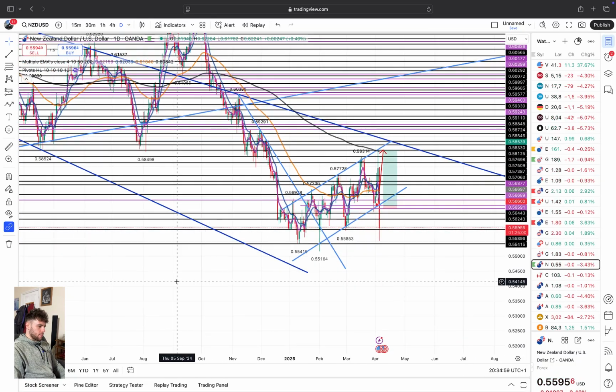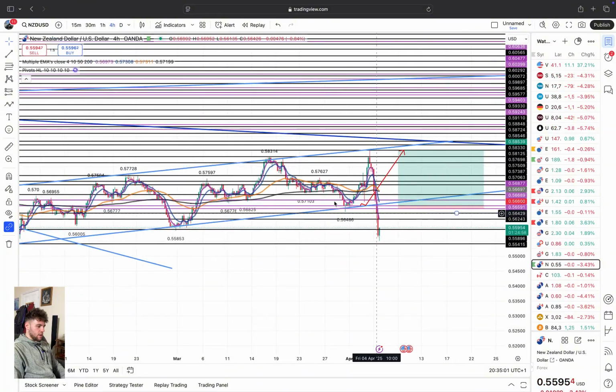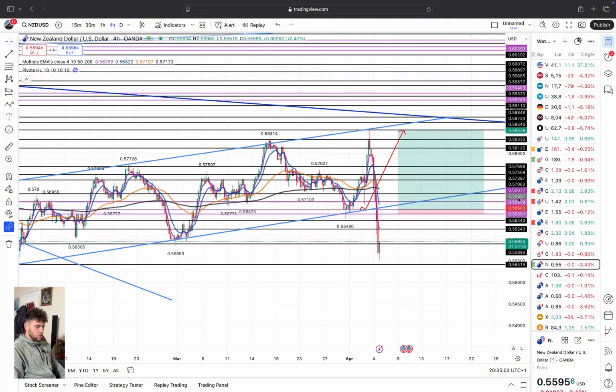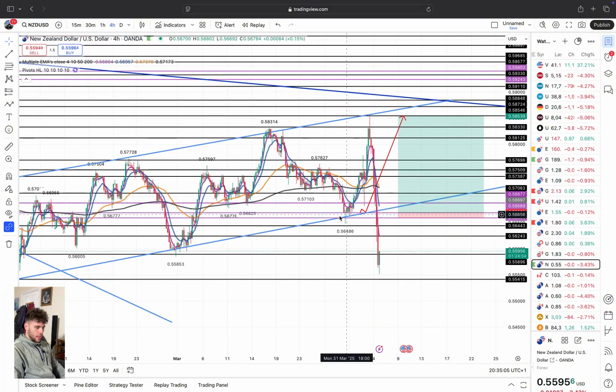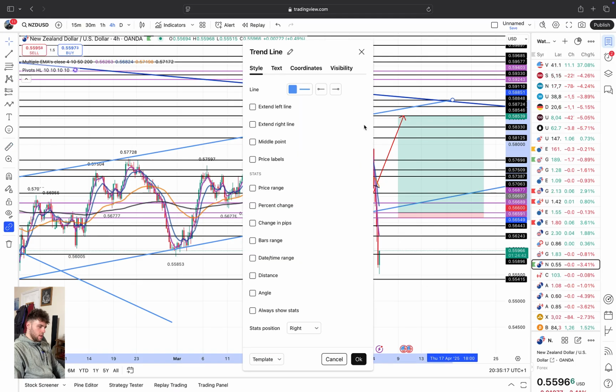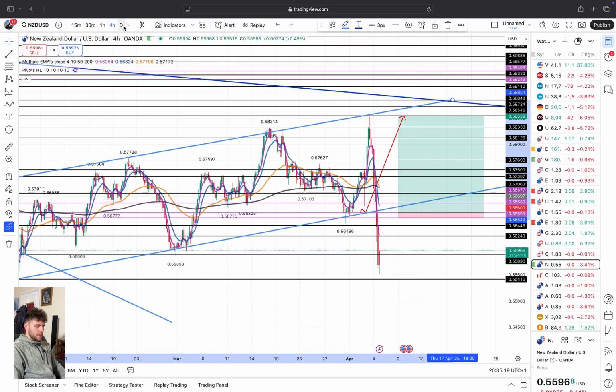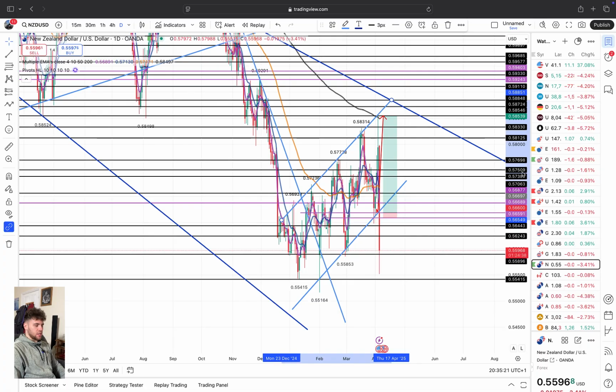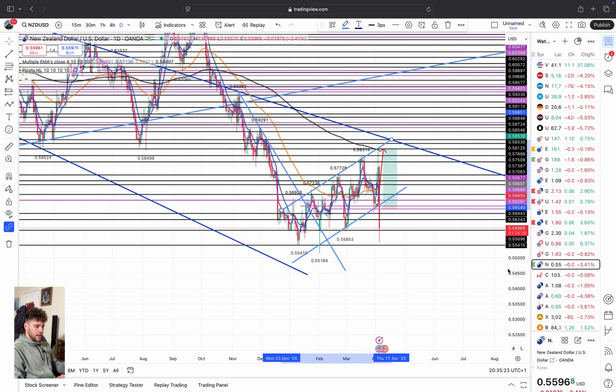First of all, let's see the move that I took. As you can see, I took it from the bottom here and hit a final target right up here. If we measure, it is about a 180 pip move, 180.9 pips. So again, let's hop over to the daily so I can show you guys exactly how I was finding this position.